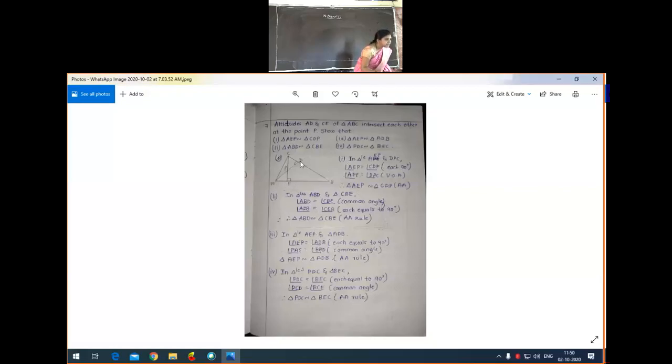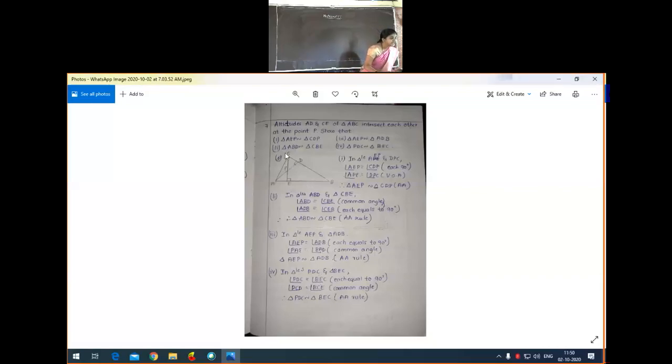So angle AEP and angle ADB are 90 degrees. Then angle PAE is equal to angle BAD. One angle is common in both the triangles, that is angle A. Therefore, according to the AA criteria, the two triangles are similar. Okay, is it clear now?